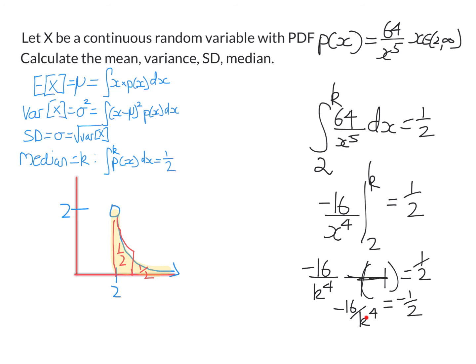Then k to the power of 4 is negative 16 divided by negative a half. I just move the 16 and the fraction line over. I get k to the power of 4 equals 32, and that means that k will be equal to the 4th root of 32. Putting that straight on our calculator, we get about 2.38. So 2.38 is the median because it is the point along this x-axis, so that the area before it is a half, the area after it is also a half.